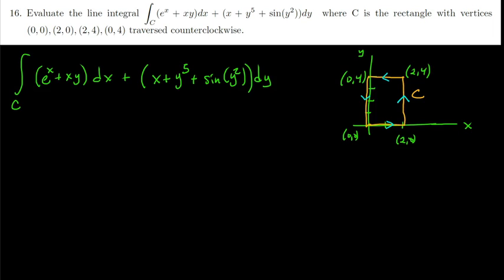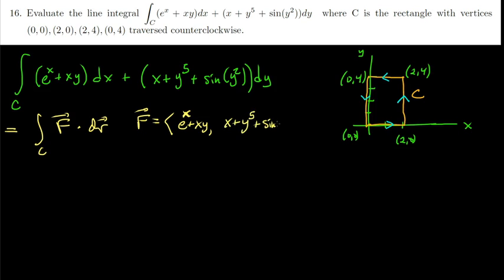Okay, number 16 is another line integral. Here we're integrating e to the x plus xy dx plus x plus y to the 5th plus sine of y squared dy. So yes, this is in differential form. For those of you that would rather have the vector form F dot dr, you can do that. In this case, F is just the vector field whose x component is e to the x plus xy, and the y component is x plus y to the fifth plus sine of y squared.